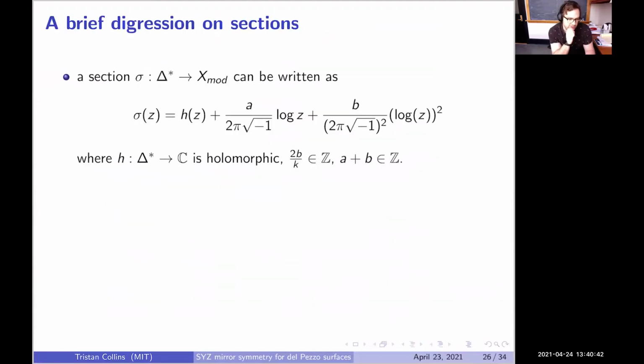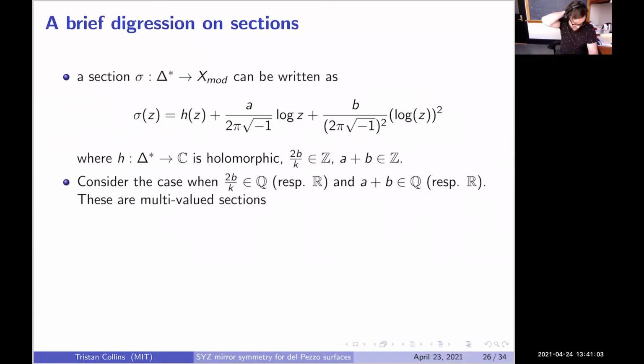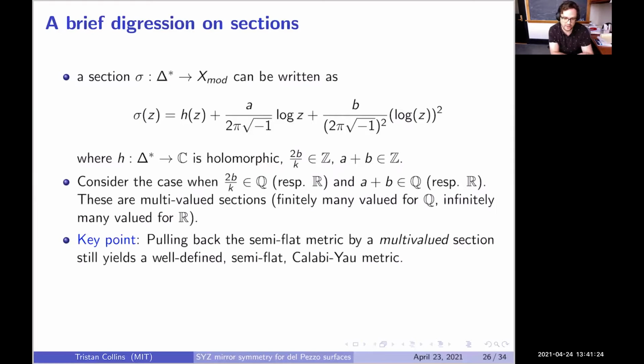So I have to do a brief digression on sections of this elliptic fibration. A section of this model fibration is just a multi-valued holomorphic function. So H here is just some holomorphic function on the disk. And then you have these two extra parameters that you get to play with, A and B. If you consider the case where this parameter 2b over k is in Q and A plus B is in Q, then what you get are multi-valued sections. They may take several values, but they're periodic. They come back to themselves eventually if you go around the circle enough times. And if you take R, then actually they're infinitely many valued.